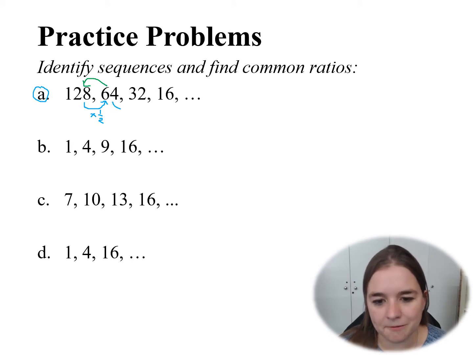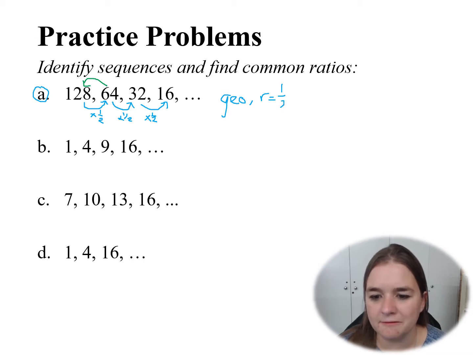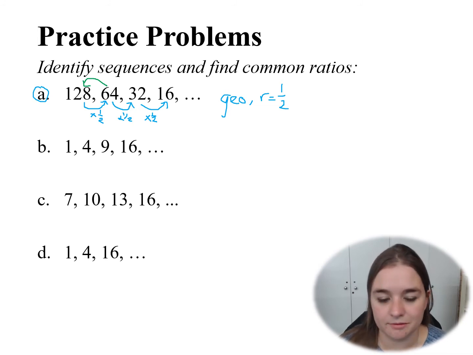Let's see if the pattern repeats. If I take 64 and multiply it by 1/2, do I get 32? I do, so the ratio repeats. This is still times 1/2. And if I check the last one, I have times 1/2. So this sequence is geometric, and my common ratio is 1/2. When identifying these sequences, I can have geometric sequences, arithmetic sequences, or sequences that are neither of those.